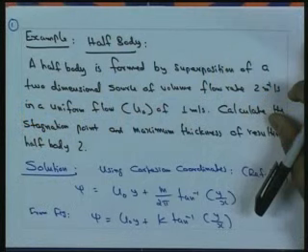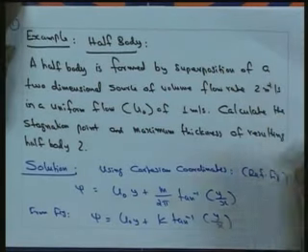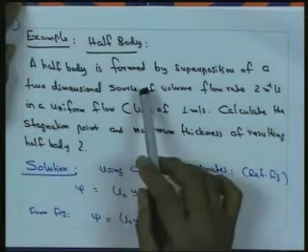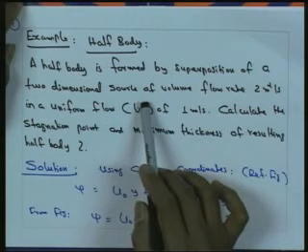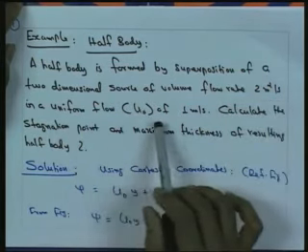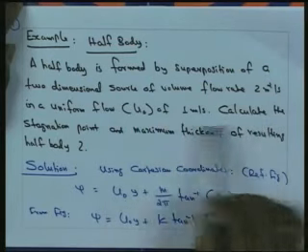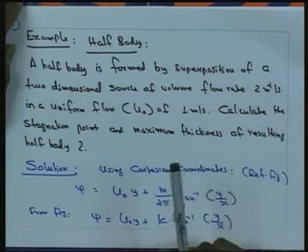Now, as a second numerical example, we will consider a half body. As we have seen, the half body is a superposition of a source and a uniform flow. The problem is: a half body is formed by superposition of a two dimensional source of volume flow rate 2 meter square per second in a uniform flow of velocity 1 meter per second. Calculate the stagnation point and maximum thickness of the resulting half body. So, this is the problem.